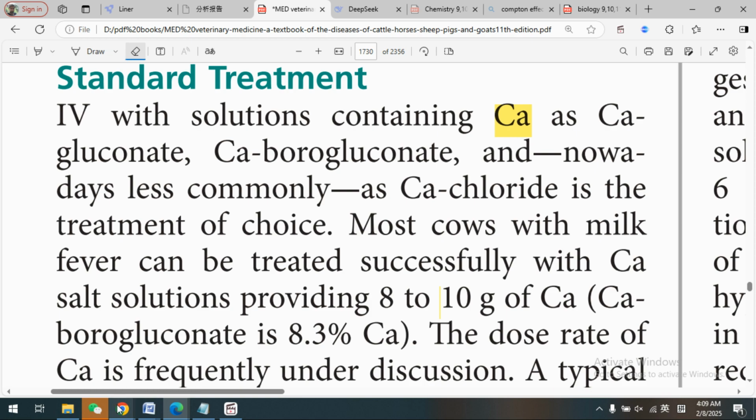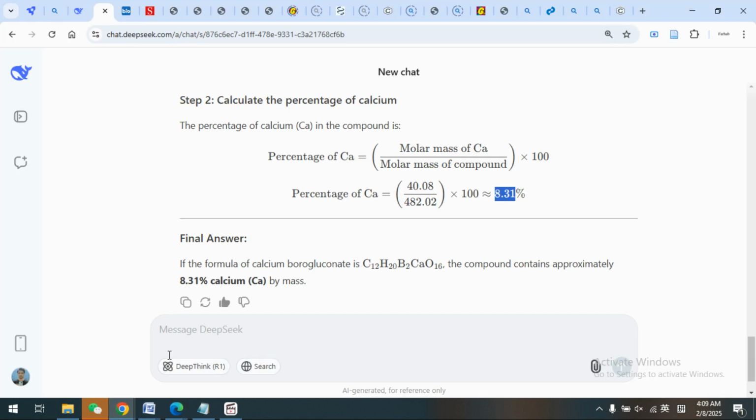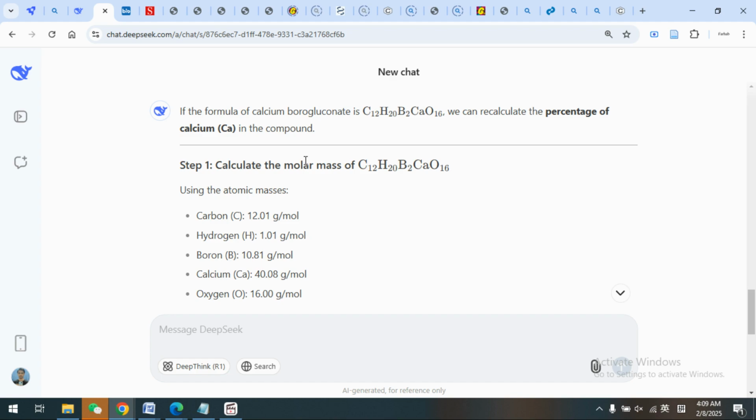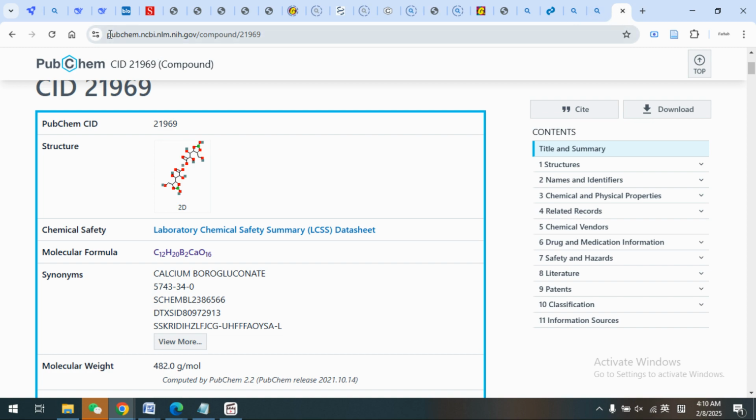Now let's start the calculation. First of all, we have to know the molecular formula of calcium borogluconate. We can find its molecular formula through PubChem, an authentic NCBI website. Its molecular formula is C12H20B2 Ca O16.